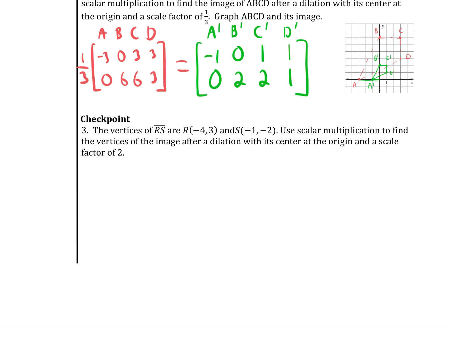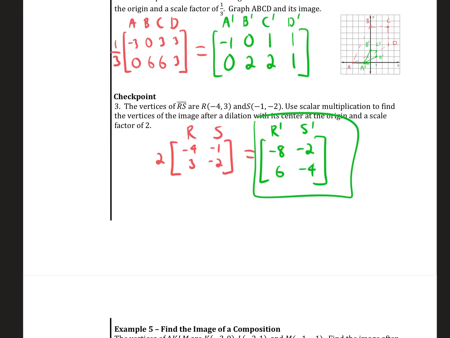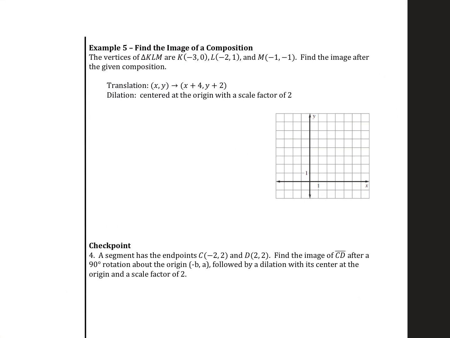All right, so we're using R and S. We're multiplying by 2, scale factor of 2. So we have -4, 3, and we have -1, -2. And we're going to multiply that. And our new ones should have been R prime, S prime. Okay, so 2 times -4 is -8. 2 times 3 is 6. 2 times -1 is -2. 2 times -2 is -4. And there we go. All right, so we'll check my work here. Looks good. Cool.